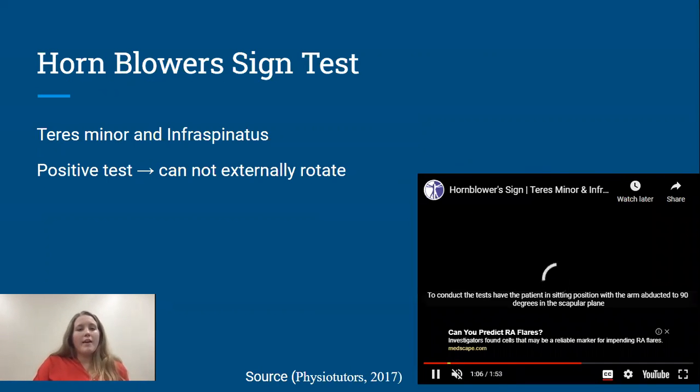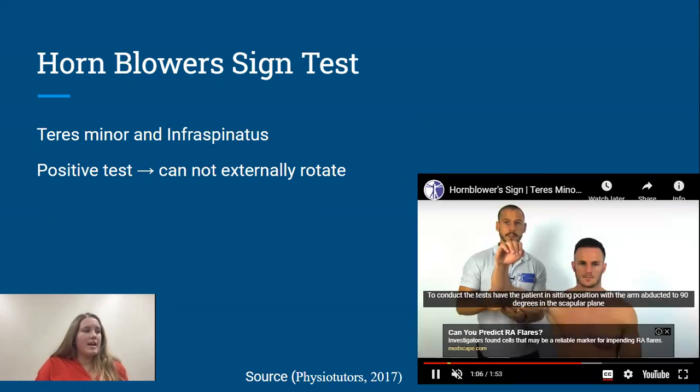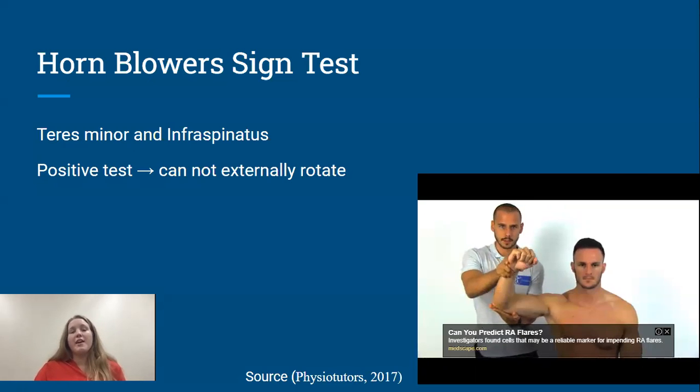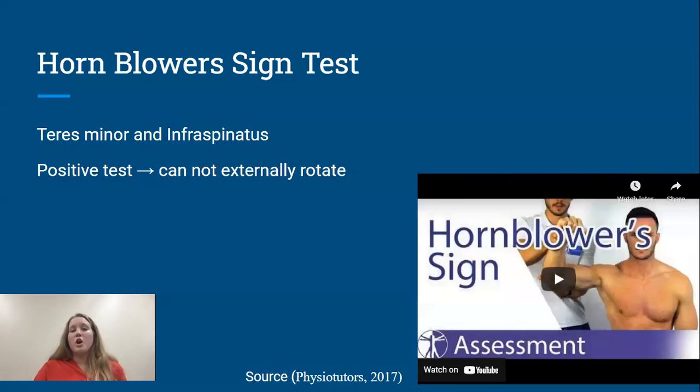So you're going to have your patient sit down to perform this test. And have the patient's arm at 90 degrees of abduction in the scapular plane with the elbows flexed at 90 degrees. The examiner will have the patient's arm supported at the elbow and they'll have their other hand on the patient's hand. The patient then attempts to externally rotate their forearm against the resistance of the examiner's hand, and if they cannot externally rotate, it will be considered a positive test.